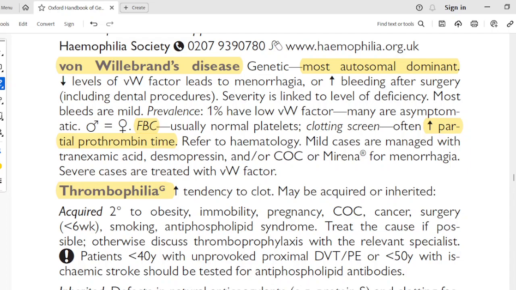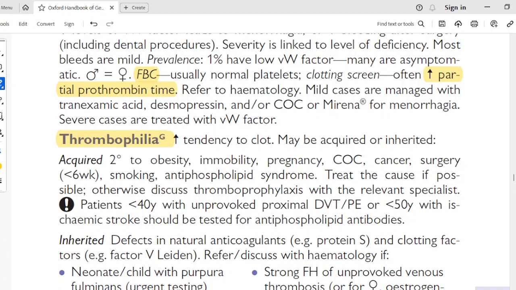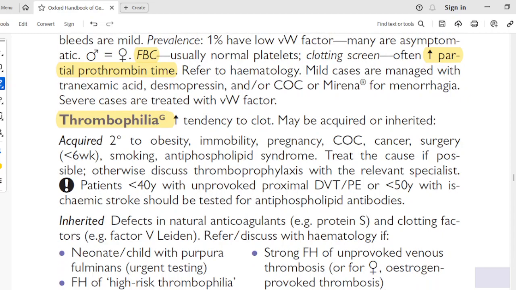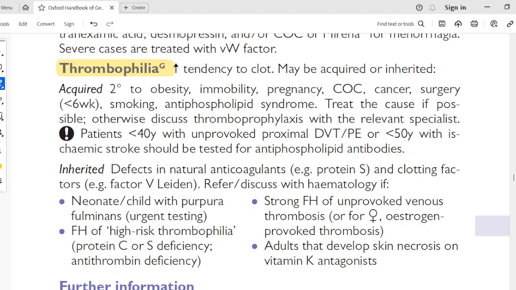Thrombophilia. Increased tendency to clot. May be acquired or inherited. Acquired secondary to obesity, immobility, pregnancy.